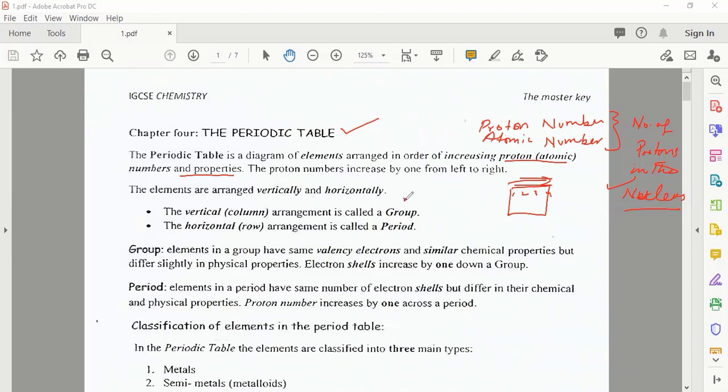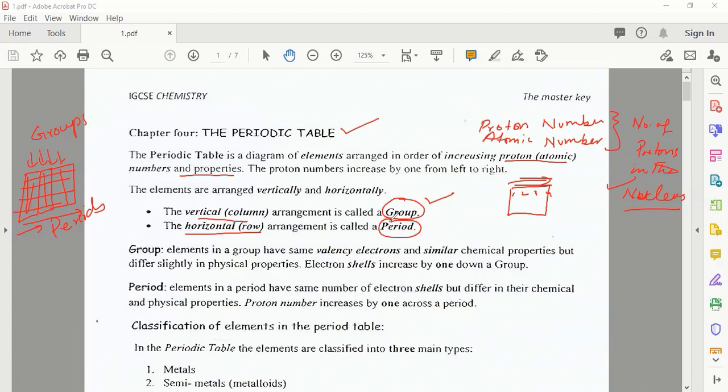Number one is group, and number two is period. Group means vertical columns. For example, if I draw the periodic table, I will draw it like this. These columns are known as groups. And these rows, going across this side, are known as periods. Once again, the vertical columns in the periodic table are known as groups. Vertical means from top to down, these ones. And horizontal rows are known as periods.